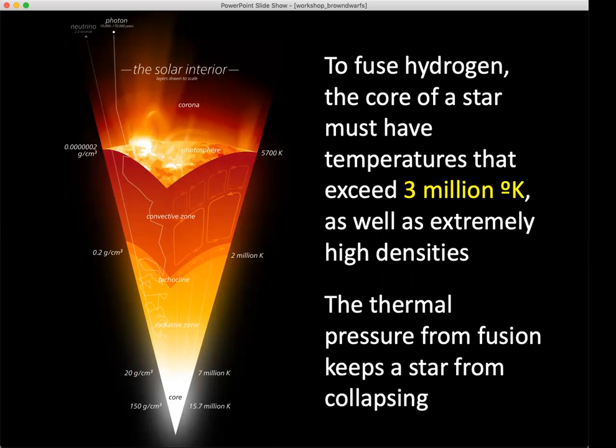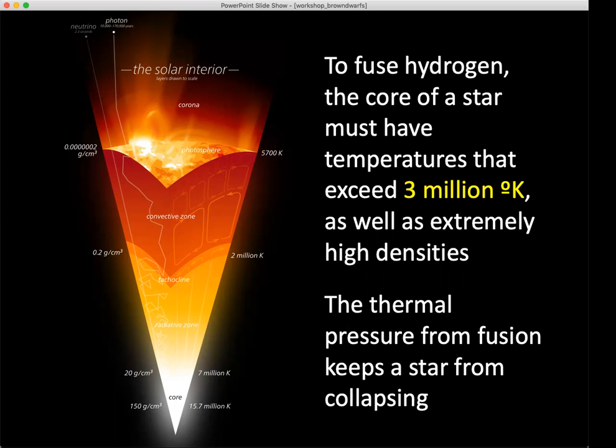So really high temperatures, really high densities, really high pressures, right? All of these things are required to have fusion happen, because they're required to get those nuclei close enough together to start fusion. And I mean close enough, they actually have to get as close as the size of the nucleus to start fusion. That's really close.